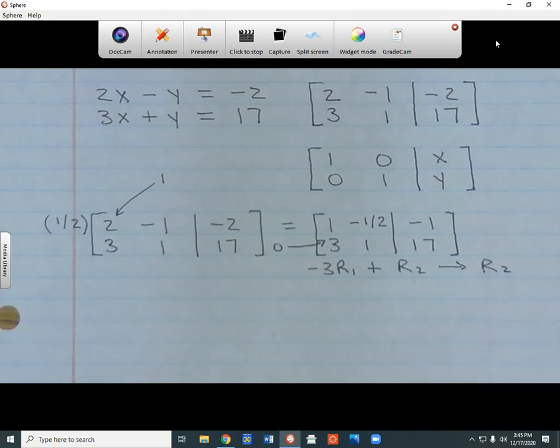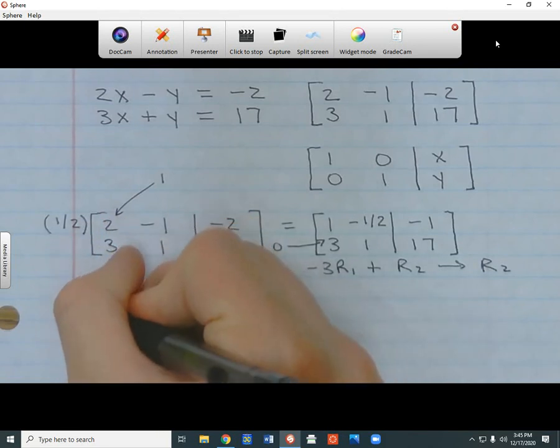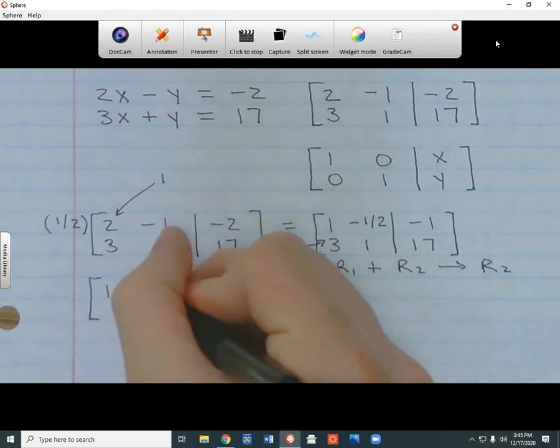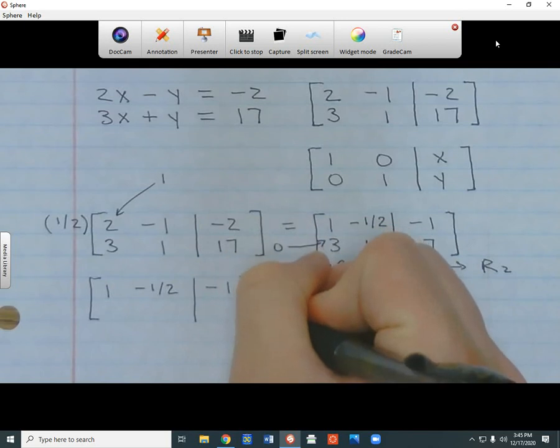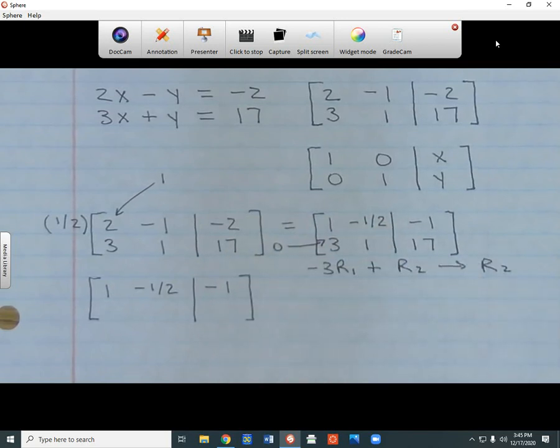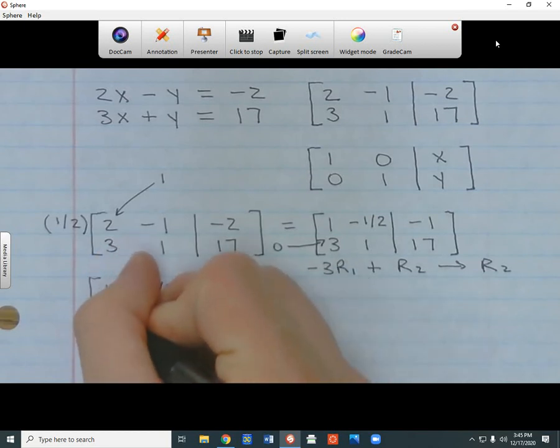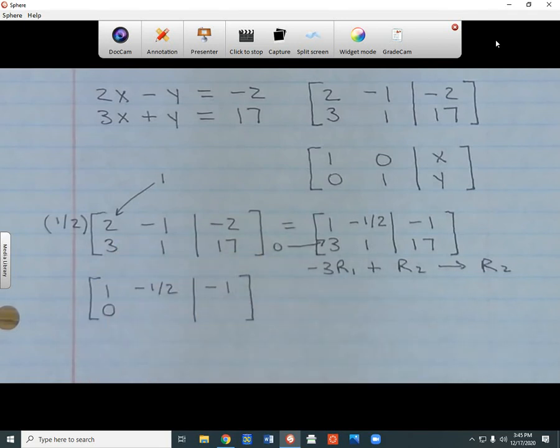Okay? So the top row is going to remain the same. I'm still going to have 1, -1/2, and -1. The top row is going to stay the same, but the bottom row is going to change. So if I multiply the top row by -3, I'll get -3 right here, and if I add that to the +3, I'm going to get that 0 that I want. Next, if I multiply the -1/2 by -3, I'm going to get +3 over 2. If I add 3 over 2 to 1, I'm going to get 5 over 2.